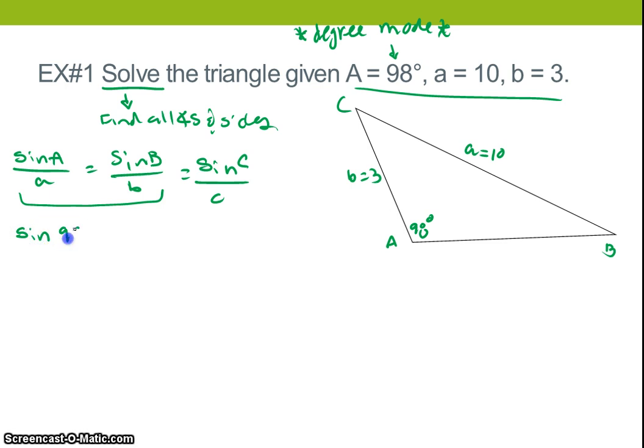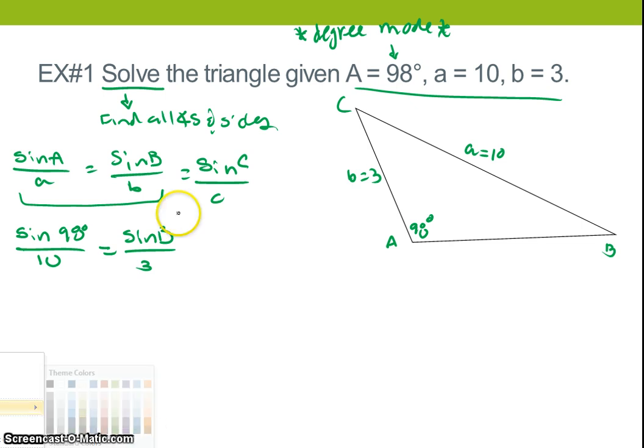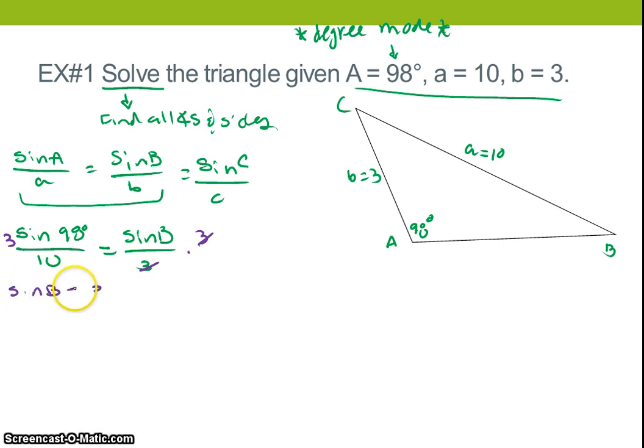So sine of angle A, which is 98 degrees, over little a, which is 10, is the sine of B over little b, which is 3. So you just need to solve this. In order to solve this, I'm going to multiply both sides by 3 so that they cancel. And sine of B, which I'm left with, is 3 sine of 98 degrees over 10. 98 degrees is certainly not on the unit circle, so this whole statement you would just put into your calculator.